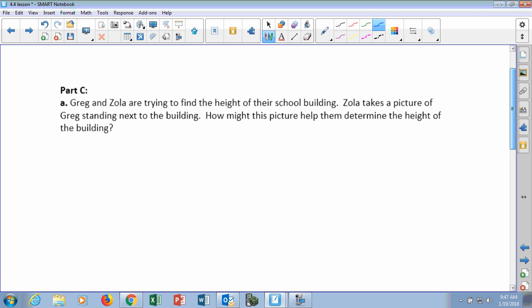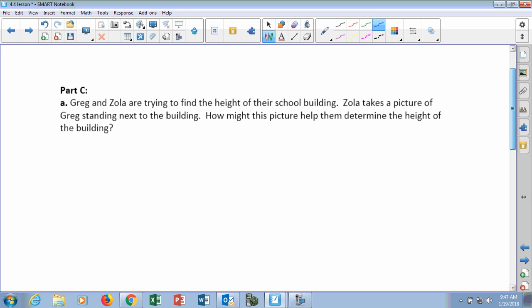So Greg and Zola are trying to find the height of their school building. Zola takes a picture of Greg standing next to the building. How might this picture help them determine the height of the building? Lily? Could you say how many times Greg makes up the building? Yeah, we could use the ratio or even the scale factor to help us, right? Compare Greg to the building, right? Because Greg's not the same height as the building, right? But to find the actual height, that can help us.